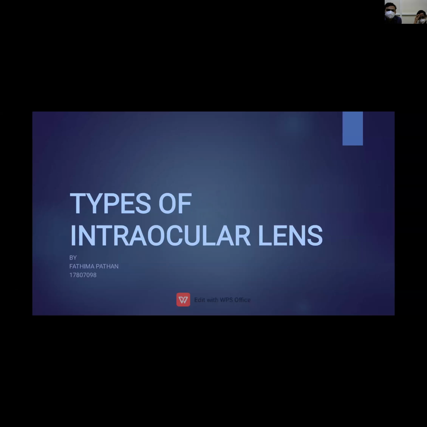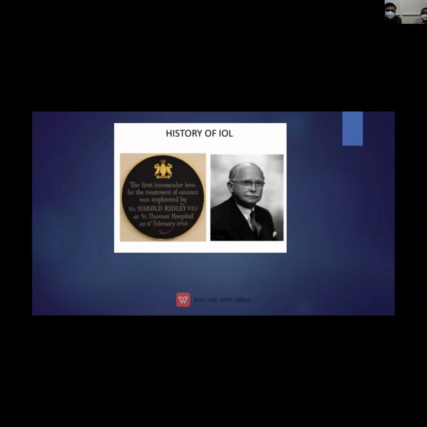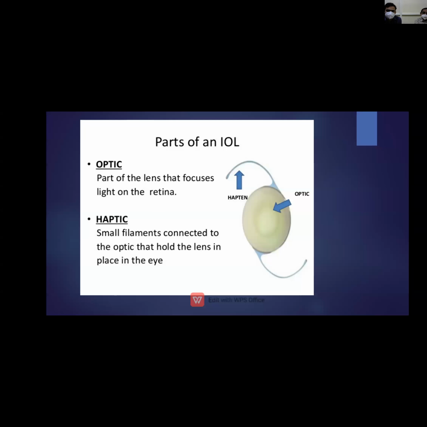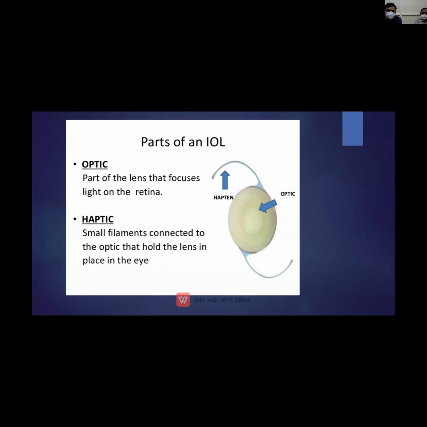Types of intraocular lens. The first intraocular lens for the treatment of cataract was implanted by Harold Ridley. Parts of an intraocular lens. Optic: it is the part of the lens that focuses the light on the retina. Haptic: small filaments connected to the optic that hold the lens in place in the eye.